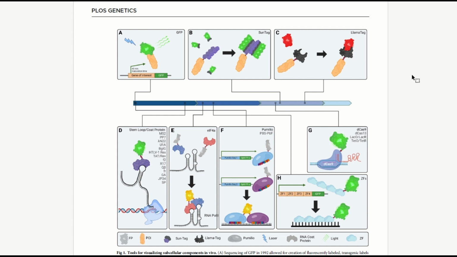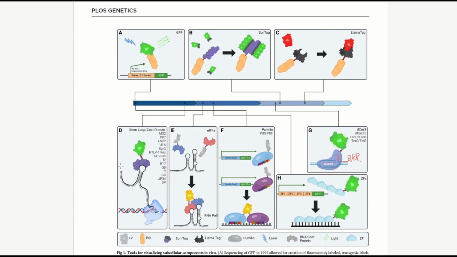By far, the most popular system for real-time transcription detection are the MS2 and PP7 systems, whereby MS2 coat protein, MCP, and PP7 coat protein, PCP, fuse to fluorophores, bind MS2 and PP7 RNA stem loops respectively. These have been used to generate a broad array of transgenic animals and computational tools to track gene expression timing in live imaging experiments.